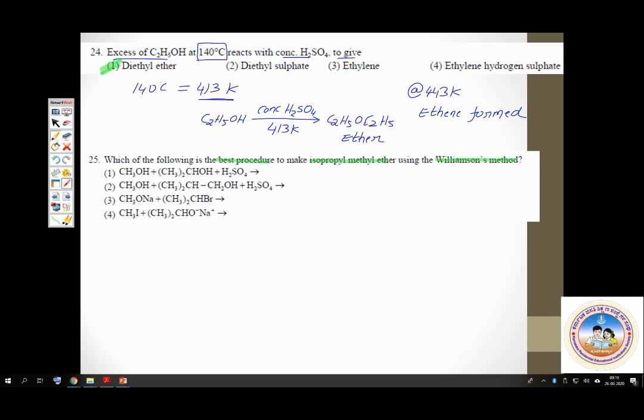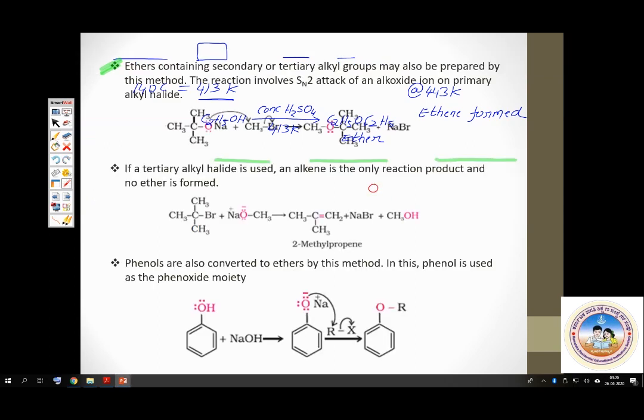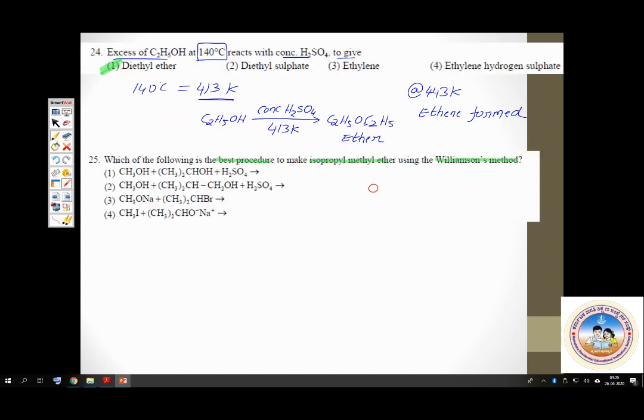On one side you have a methyl group, CH3. On the other side you have isopropyl. What is isopropyl? It's a 3-carbon chain attached to the oxygen atom on the second carbon. See, the linkage is on the second carbon. This is the isopropyl group. This is isopropyl methyl ether. Now what's the best method?